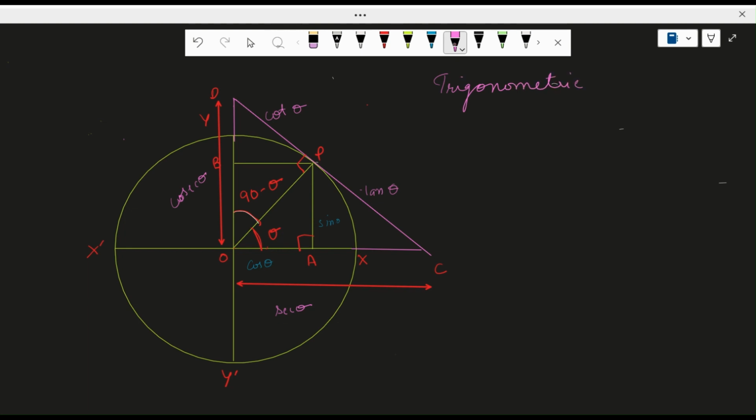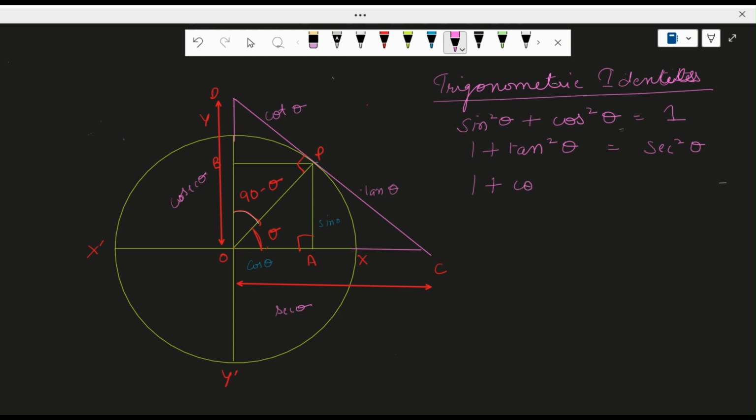trigonometric identities. Sorry for the spelling mistake, I just quickly wrote it. Sine square theta plus cos square theta is equal to 1. Then we have 1 plus tan square theta is equal to secant square theta. Then we have 1 plus cot square theta is equal to cosecant square theta. So these are the trigonometric identities we have, and we'll try to prove them with the help of this diagram.